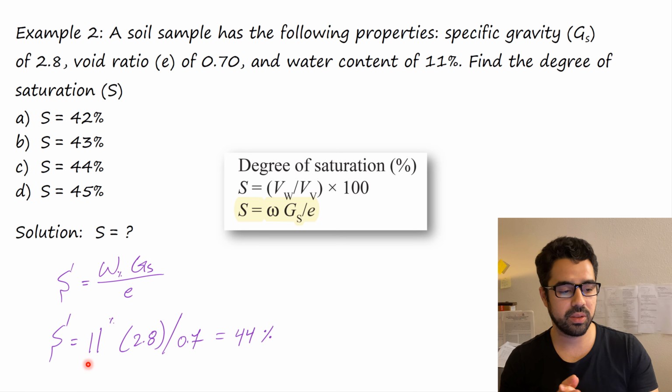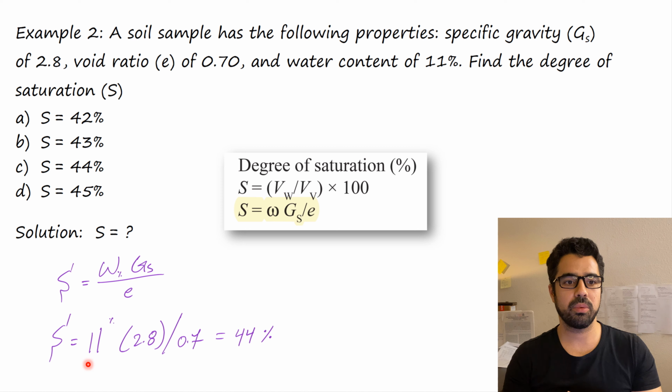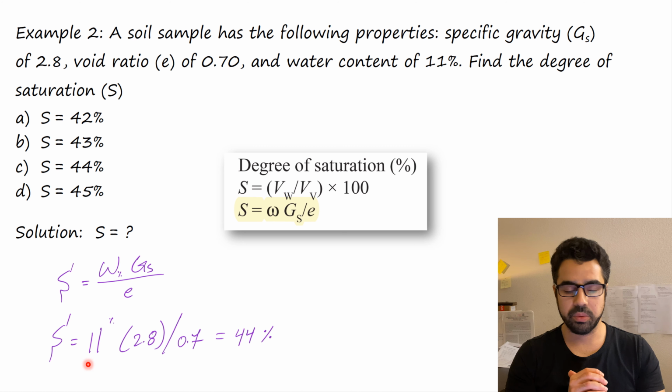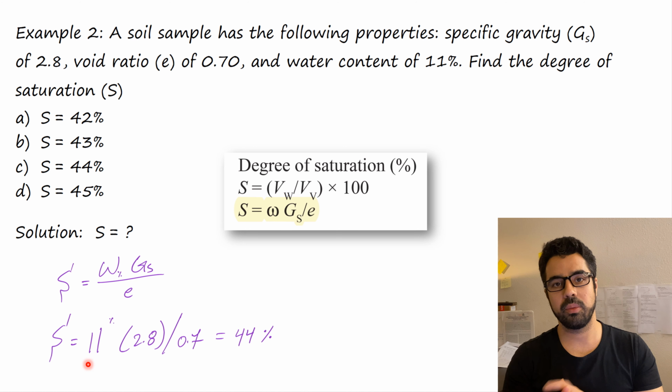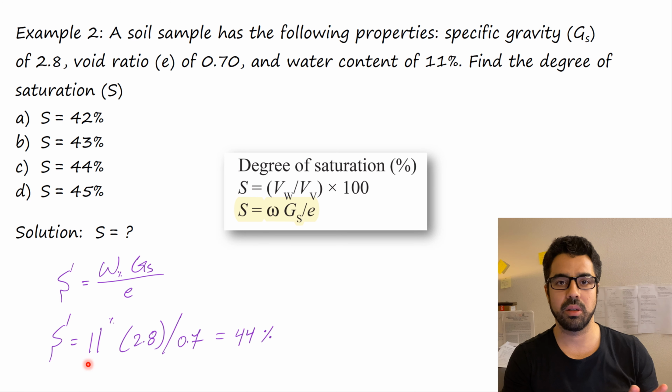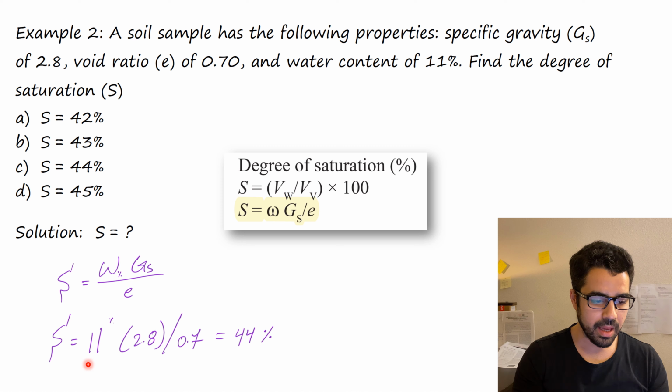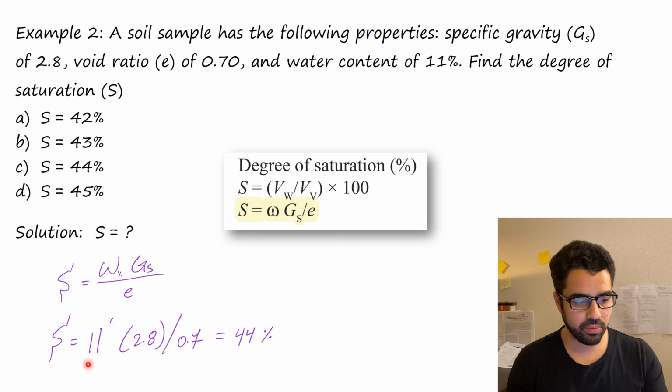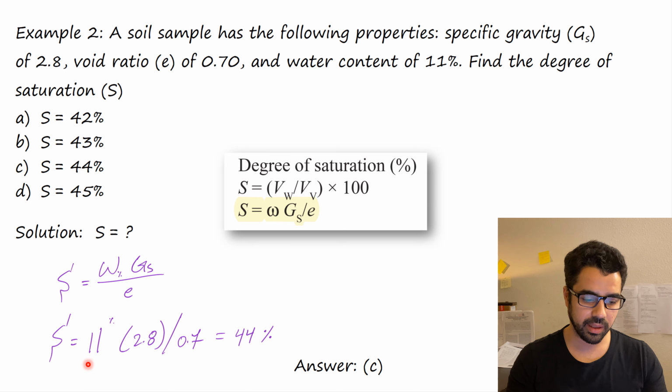That's why practicing and trying to solve as many examples as possible is really crucial for the FE and the PE exam. The more you solve, the easier it's going to become. So with that, you're going to get 44%, and it's basically C.